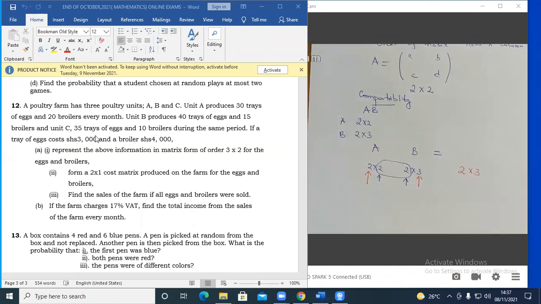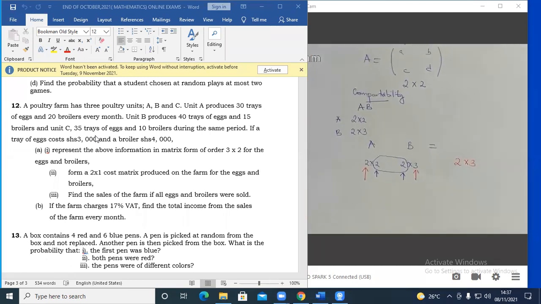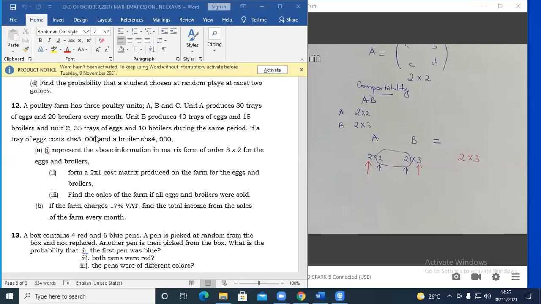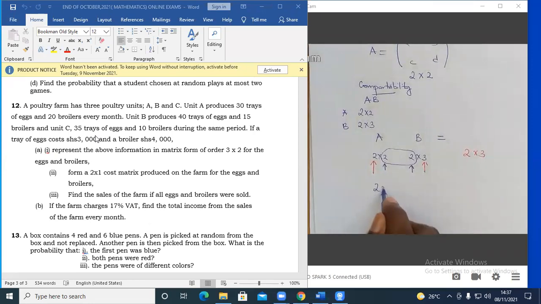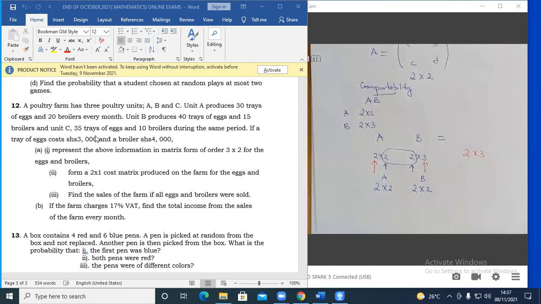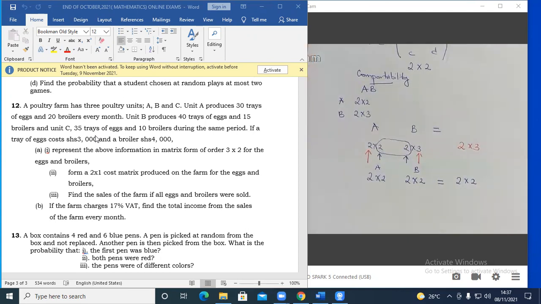But if you are multiplying square matrices, I mean matrices with the same number of columns and the same number of rows, like 2 by 2. If A is 2 by 2 and B is 2 by 2, then the answer must also be 2 by 2. Is that clear, members? Yes.